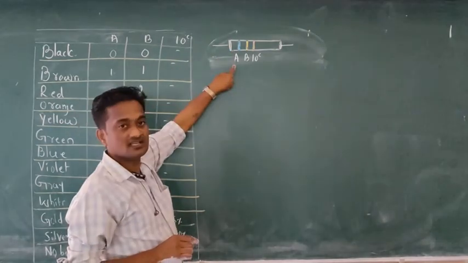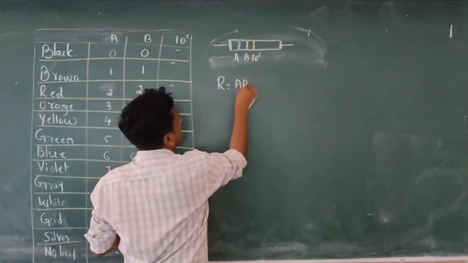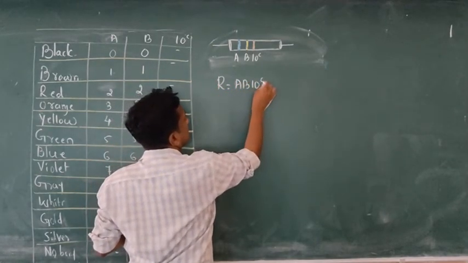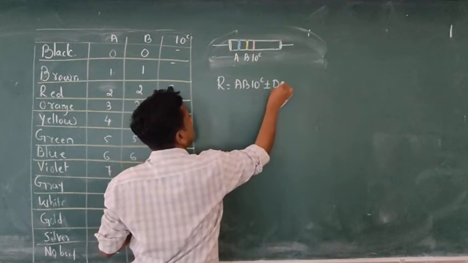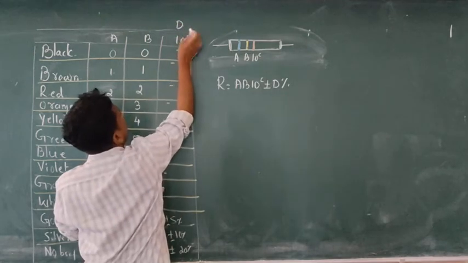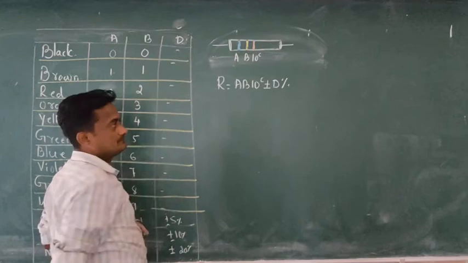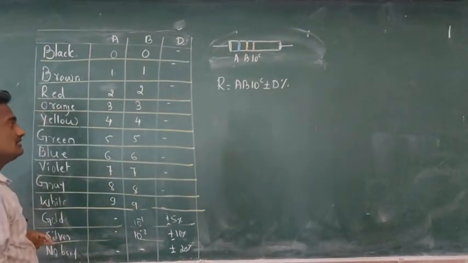Then to calculate from the color code, the formula is R equal to AB into 10 to the power C, plus or minus D%. Here D means the tolerance. Right?